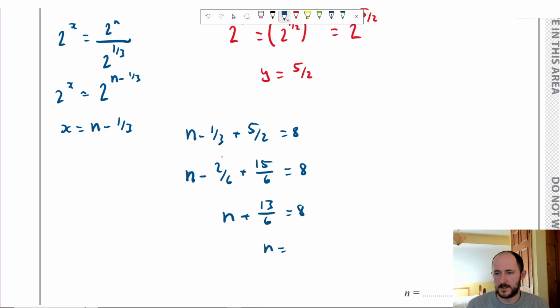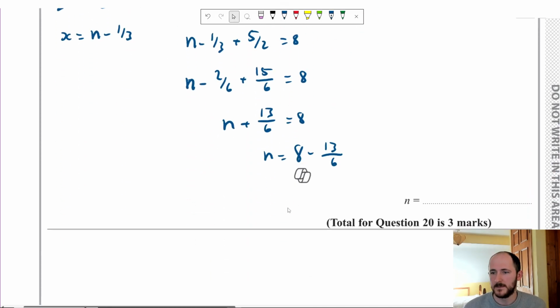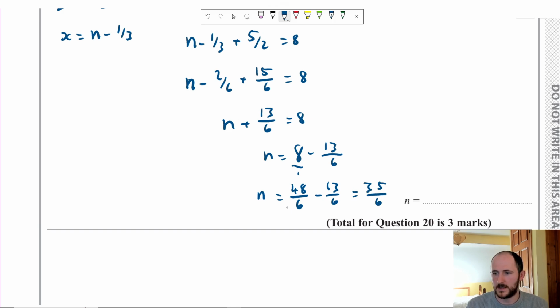So move it over to the other side: 8 minus 13 over 6. Can I check? Do we need to give it? It just says the value. Okay. So combining this, that can be over 1, so we need to times it by 6. 8 times 6 is 48, which equals 35 over 6 as our final answer.